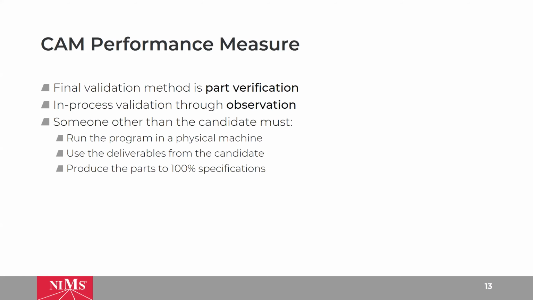Someone other than the candidate must run the program in a physical machine. So remember, this is not a machine operator or setup person credential. It is a program credential. So we're measuring an individual's ability to write a program so someone else can run it. So someone else must run the program in a physical machine. They must use the deliverables from the candidate. So any setup sheets, instructions, tool lists all come from the candidate.